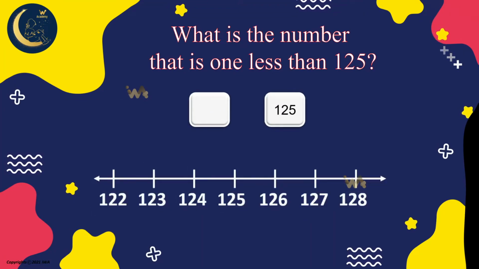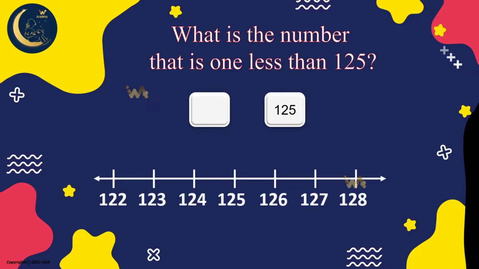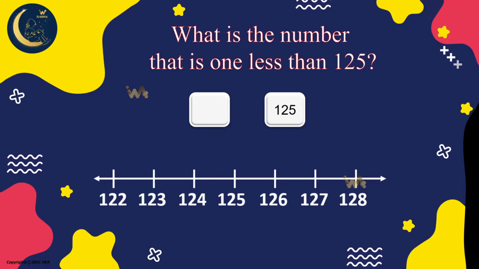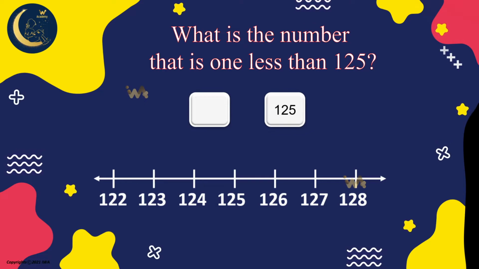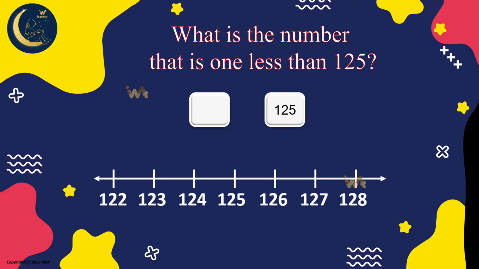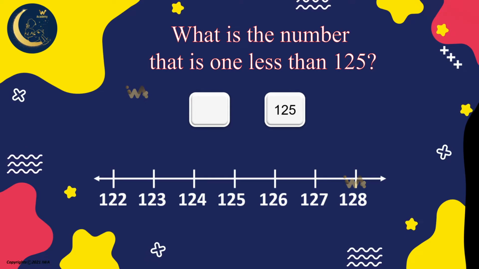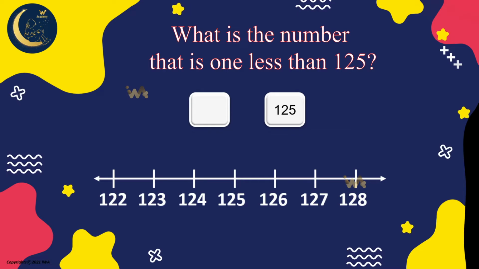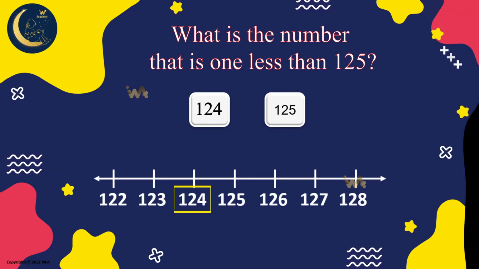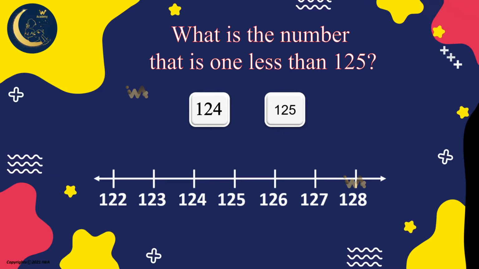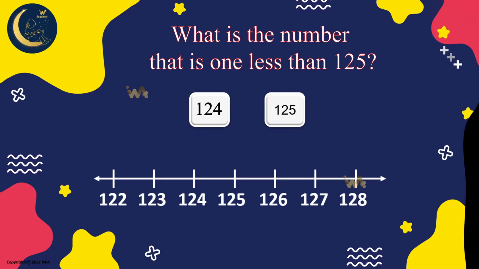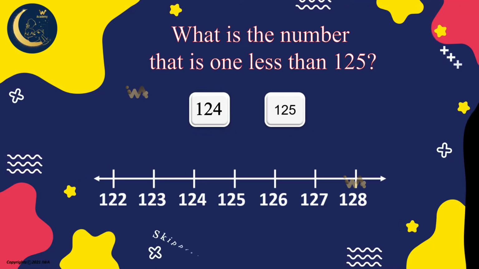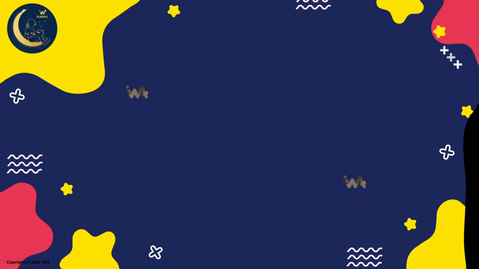What is the number that is one less than 125? Let's draw a number line to help us. Here is the number 125. Now, we want to determine the number that is 1 unit less. So, we will move 1 unit to the left. That will get us to the number 124. Did you notice that? We went 1 unit backwards. This is called backward skipping by one.